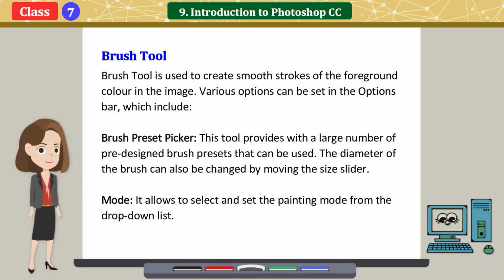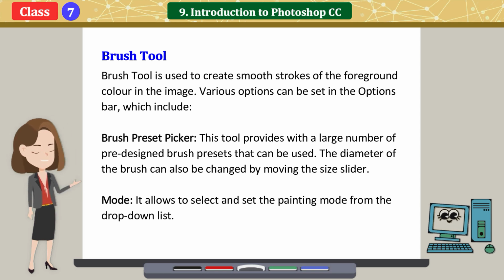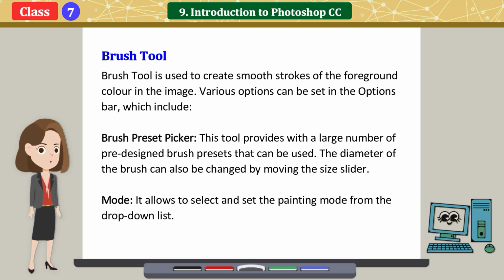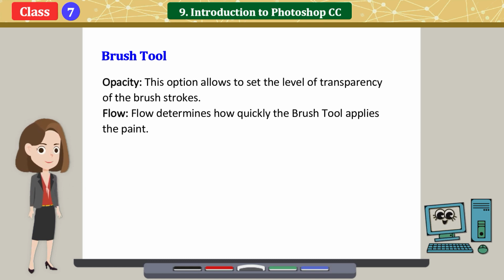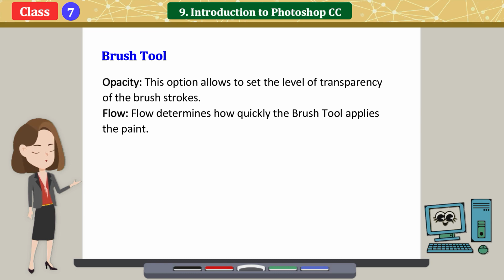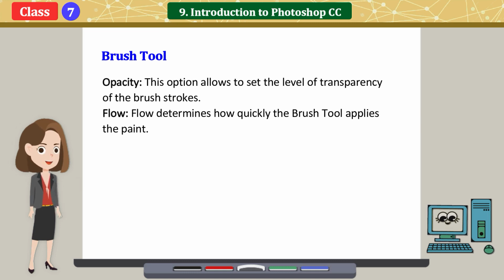Various options can be set in the options bar, which include Brush Preset Picker. This tool provides a large number of pre-designed brush presets that can be used. The diameter of the brush can also be changed by moving the size slider. Mode allows you to select and set the painting mode from the drop-down list. Opacity. This option allows you to set the level of transparency of the brush strokes. Flow. Flow determines how quickly the brush tool applies the paint.